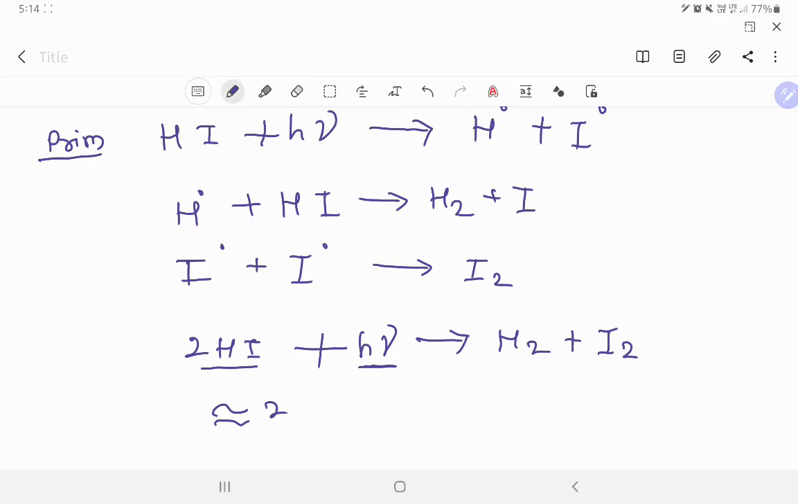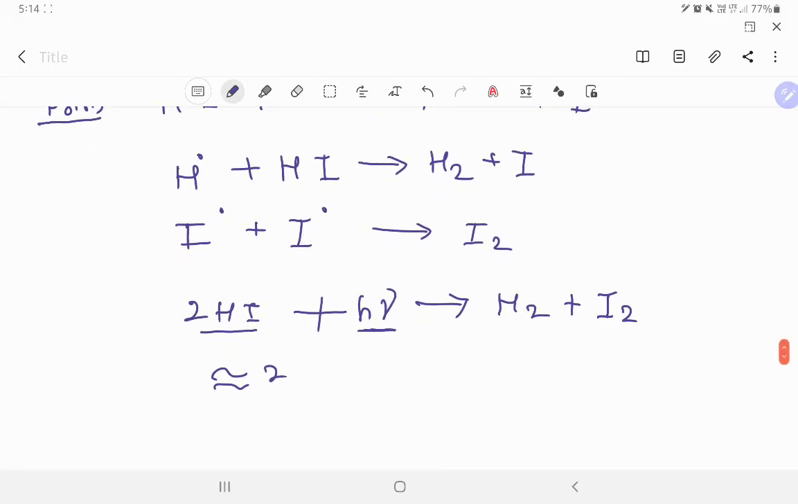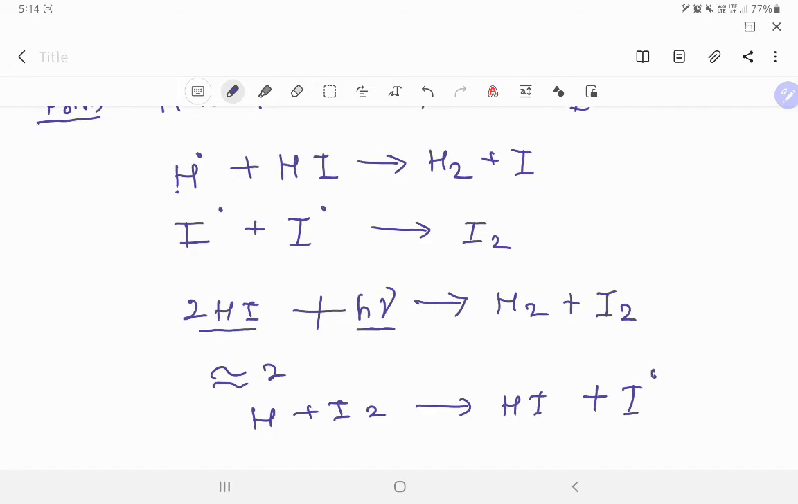But initially it is 2, and as the reaction proceeds, what happens? These H free radicals may react with I2 and form HI and I free radicals. Means this reverse reaction may take place. And due to this reverse reaction, as time passes, the quantum yield decreases.